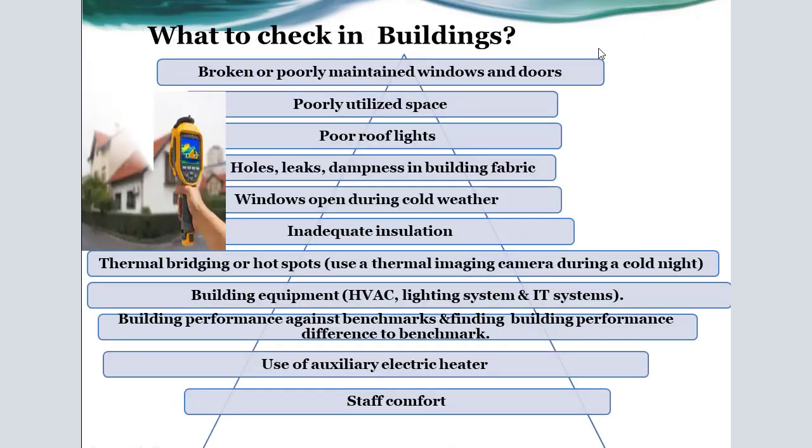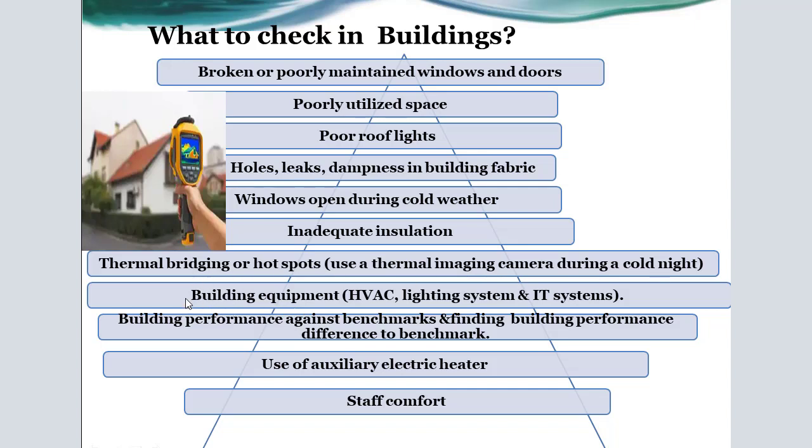Okay, now this question: what to check in the building itself. We must check for broken or poorly maintained windows and doors, or poorly utilized space. Okay, and poor roof lighting. Also checking for holes, leaks, for pipes, for wiring, and if there is dampness in the building fabrics. Also checking for windows open during cold weather or hot weather, checking if there is adequate insulation, and also checking for thermal bridges using the thermal camera, or hotspots using a thermal imaging camera during a cold night.